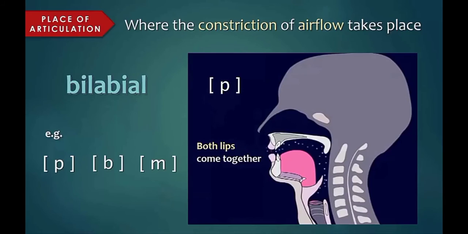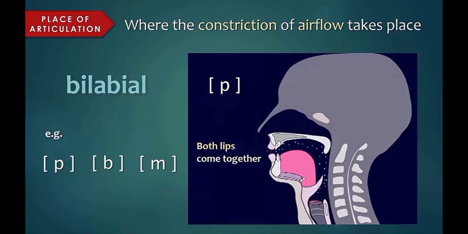So produce these two sounds in succession: s, z, s, z. Which one produces the vibration? You should feel that z produces a vibration, so it is a voiced sound. Whereas s does not produce a vibration, so it's a voiceless sound.